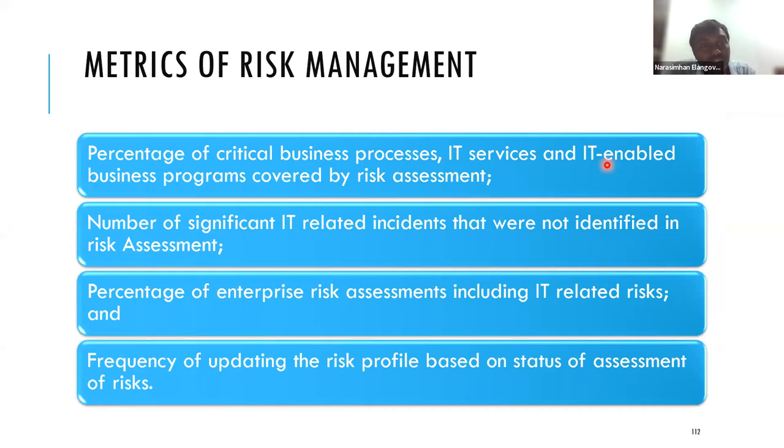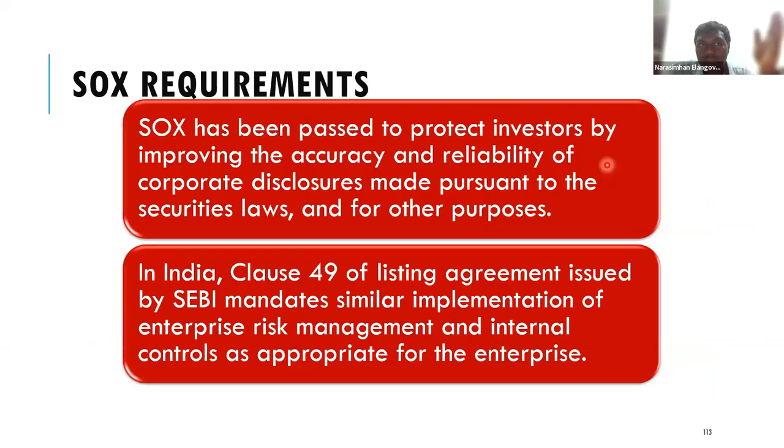What are the metrics of effective risk management? Percentage of critical processes covered by risk assessment. Number of significant IT-related incidents not identified in risk assessment that are now getting identified. Percentage of enterprise risks, including IT risks, that are able to adhere. Frequency of updating of risk profile. All these are a few metrics. If there is a positive connotation, that means it is good. If there's a negative connotation, that means it's a failure. Then you have the SOX requirement, the Sarbanes-Oxley Act, which was passed in the US, where the CEO and CFO will be held criminally liable if there is an internal control failure.